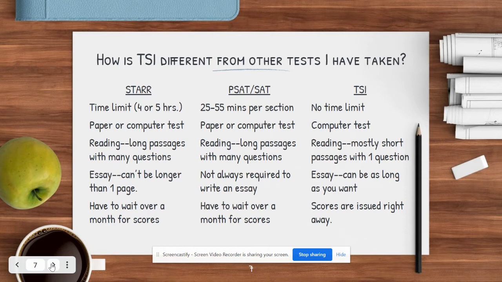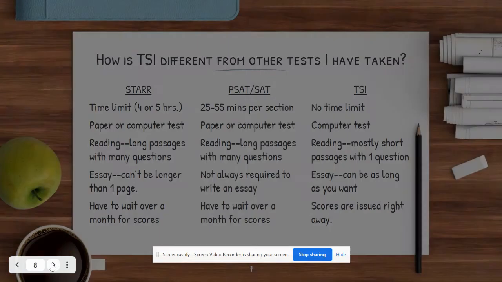Another big difference is the essay can be as long as you want it to be. There's no limit on it like there is on STAAR. The other big difference is you get your scores right away, at least the proctor does. The student, they don't always give it to the students, I find, but I think that's because we're doing remote testing. But the scores are issued right away, even for the essay.